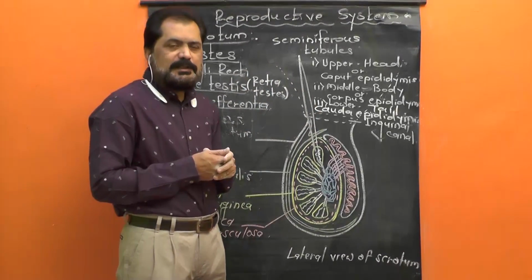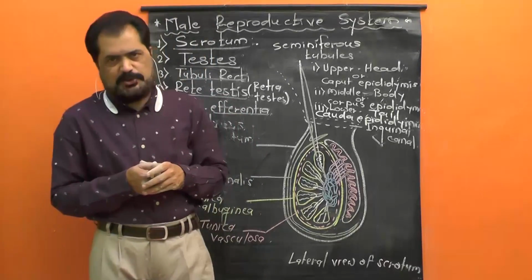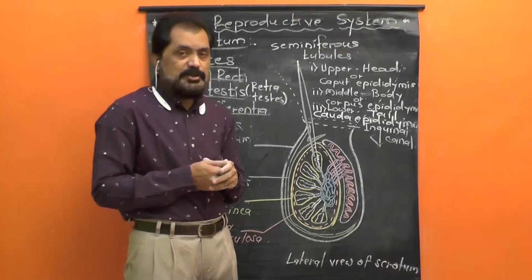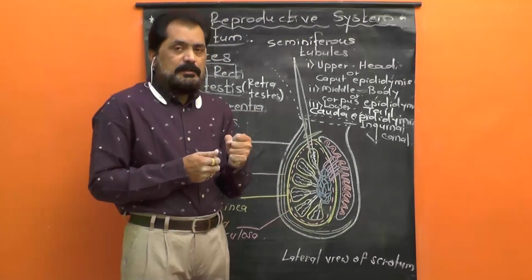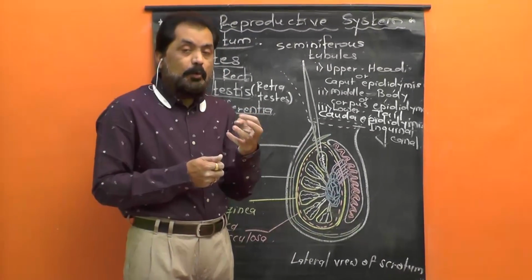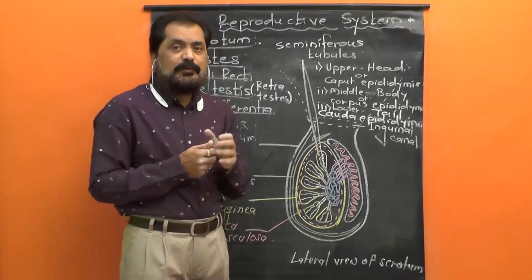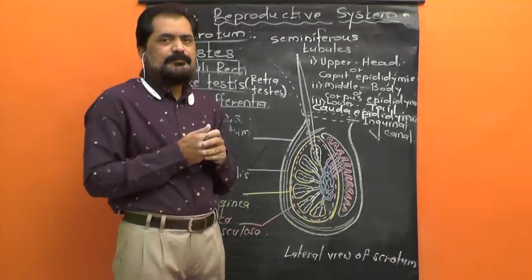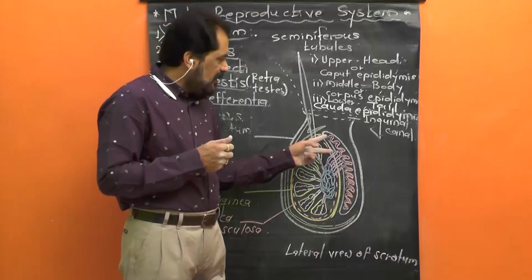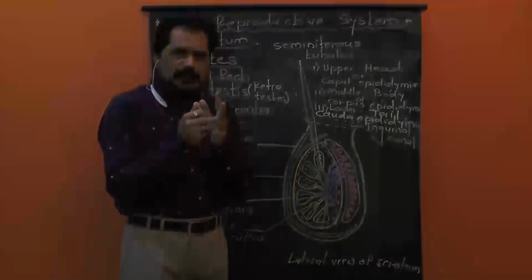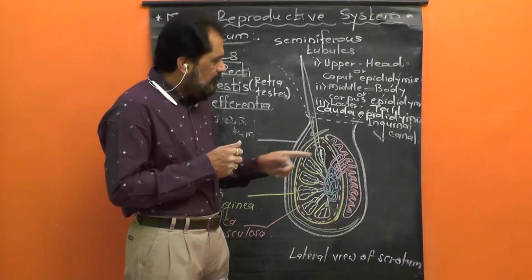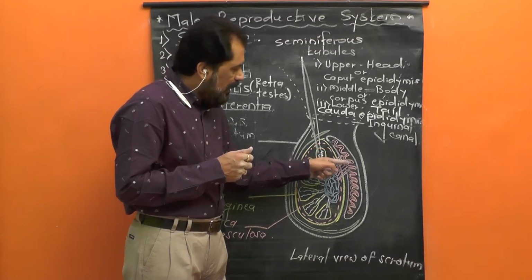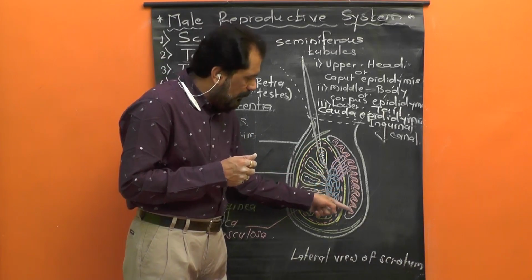The sperms undergo physiological maturation, as well as the sperms acquire increased motility and fertilizing ability. It means in this part the sperms undergo physiological maturation. Now from here that sperms are passed into the lower part.